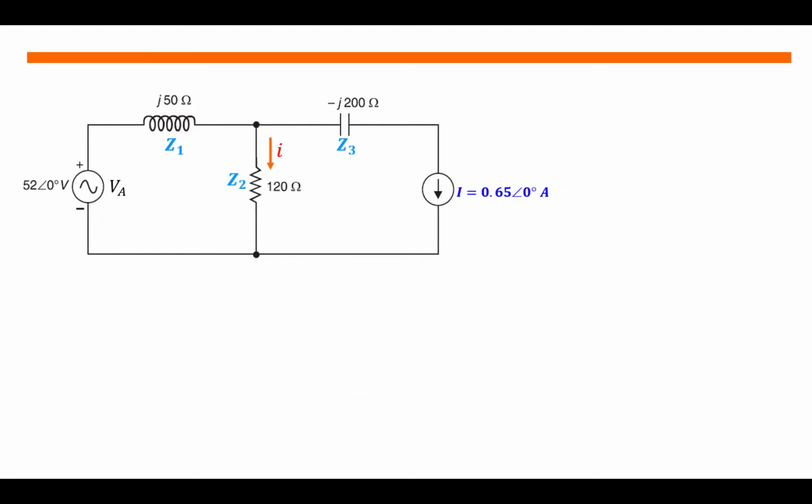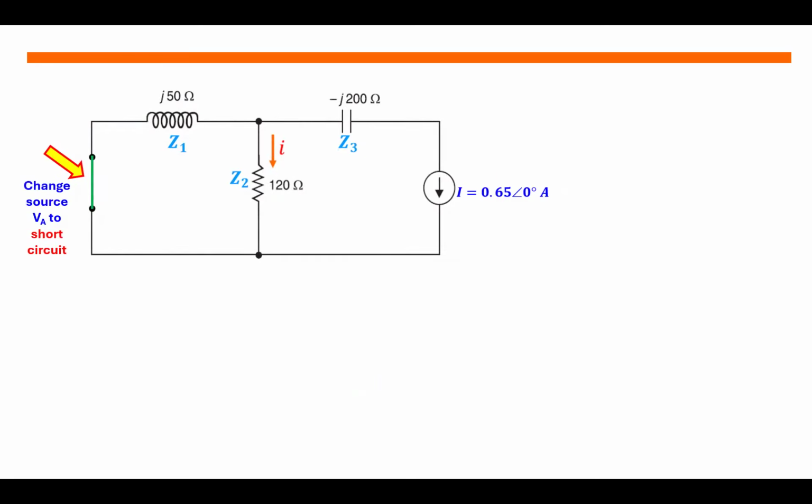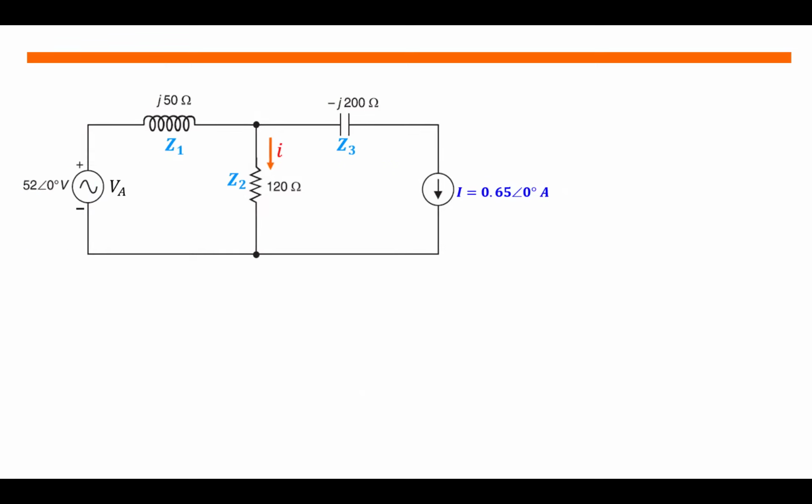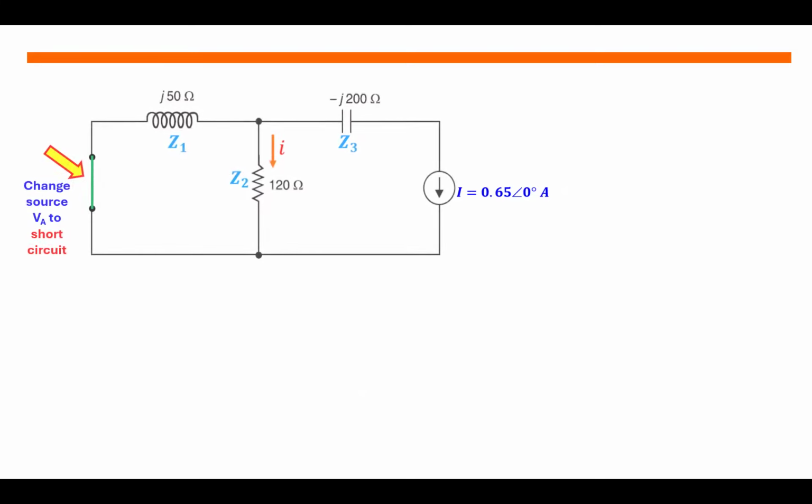Now, we're going to consider the current source. So, our source VA will be replaced by a short circuit. So, papalitan na lang natin. So, again, let me show you again. So, from VA source, papalitan lang natin ito. We're going to replace it by a short circuit of our source voltage.